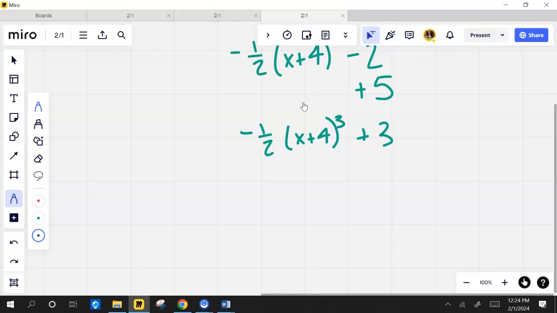So if it went 7 units left, that's a horizontal shift, right? So that means I did add 7 here. To reverse that, I need to subtract the 7. So now it's negative 1/2 x minus 3. I'm just showing you. That's how it's done.